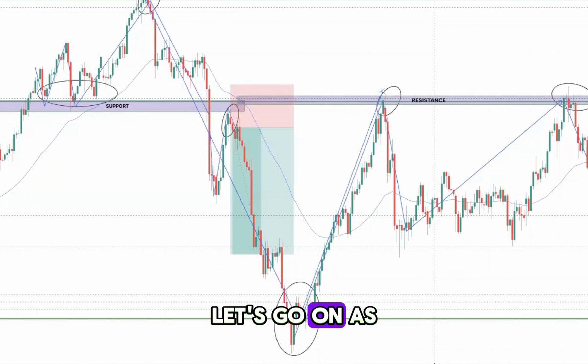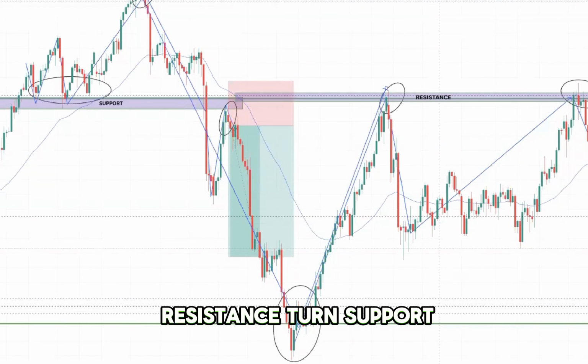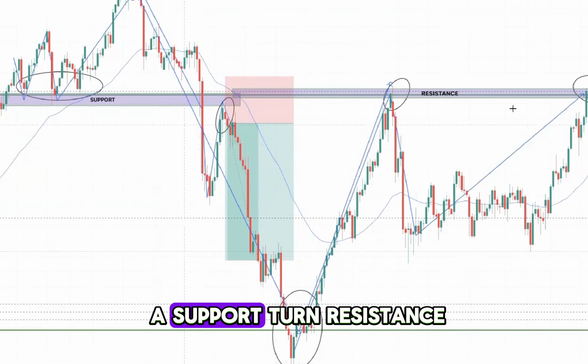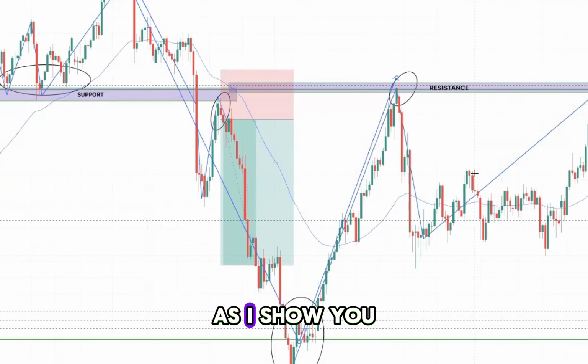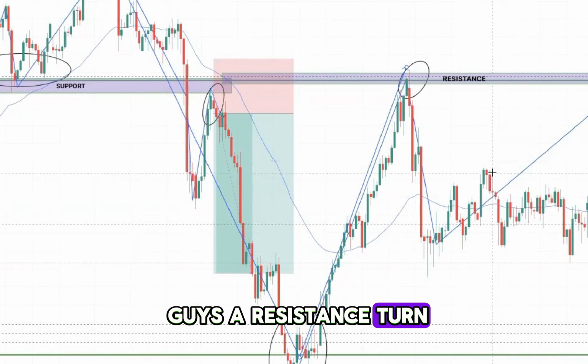So guys, let's go on as I show you a resistance turn support, because we just did a support turn resistance. So let's go in as I show you guys a resistance turn support. Let's go.